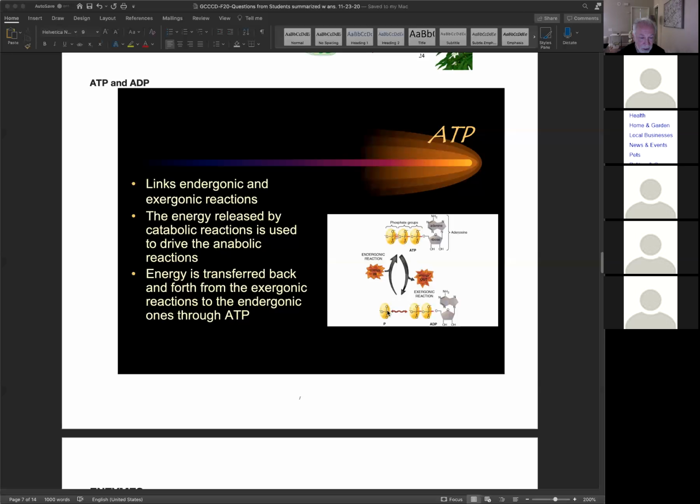So the conversion from ADP to ATP is endergonic. It requires energy. When ATP is hydrolyzed, energy comes out. It's an exergonic reaction.